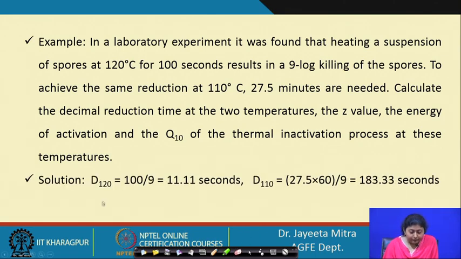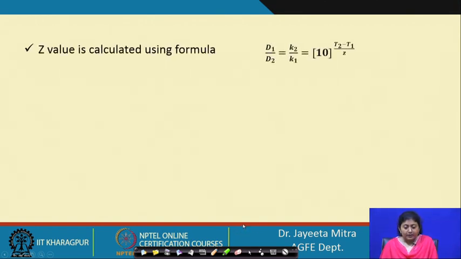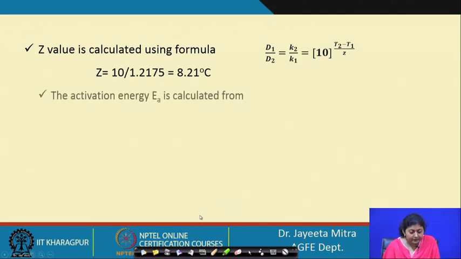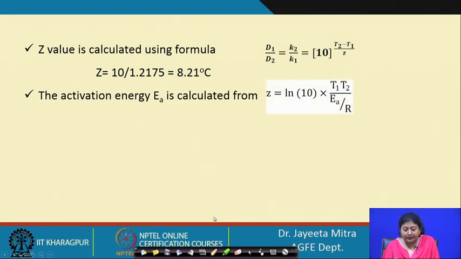So, D120 for 9 log cycle reduction is given. So, for D120, that is 1 log cycle will be 11.11 seconds, and similarly at 110, 1 log cycle reduction is 183.33 seconds. Z value we can calculate by the formula, since we know the temperature difference and D1, D2, we can calculate the Z. So, Z is coming 8.21 degree Celsius, and activation energy we can calculate from this equation Z equal to ln 10 T1 T2 by Ea by R.